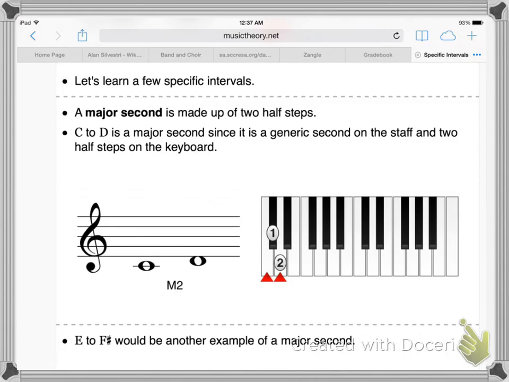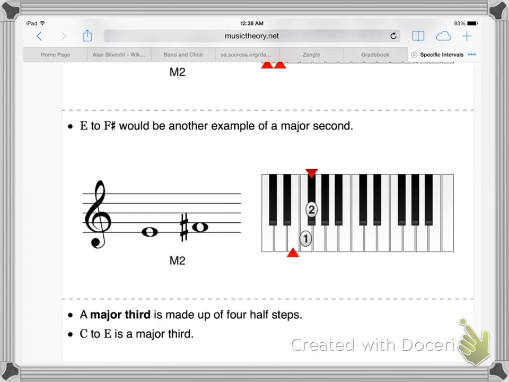So a major second is made up of 2 half steps, like C to D. C to D is a major second since it's a generic second on the staff and 2 half steps on the keyboard. E to F sharp would be another example of a major second because you're messing with that E to F area where there's no black key. So it's good to know what the piano looks like, or just memorize that E to F is going to be funky, okay?